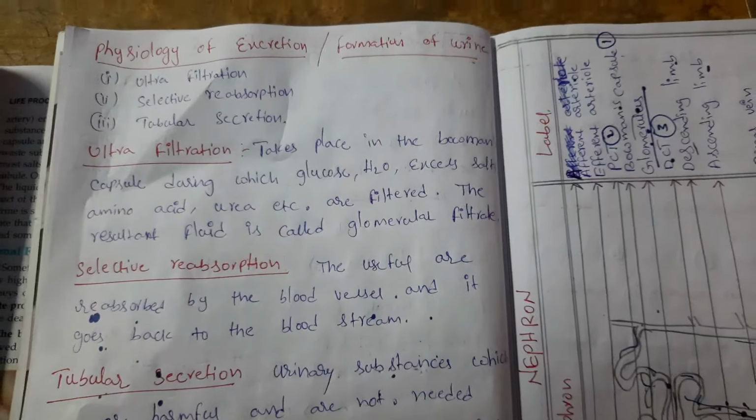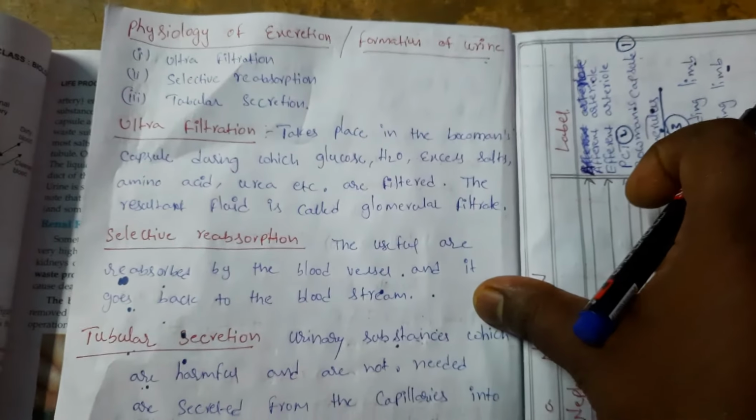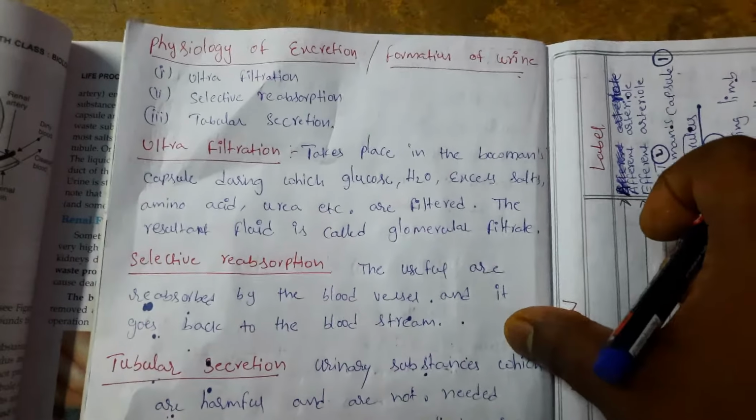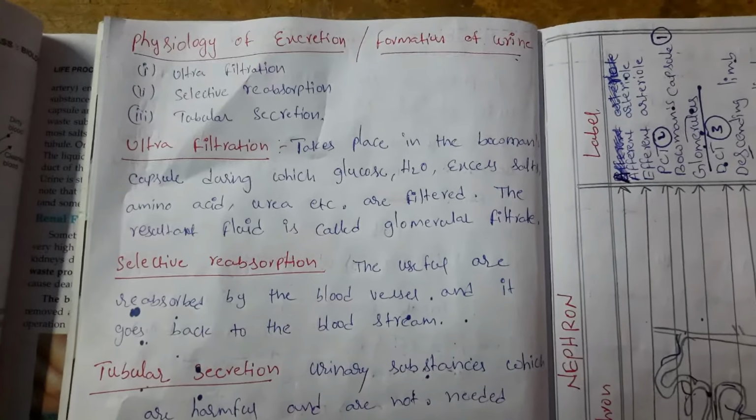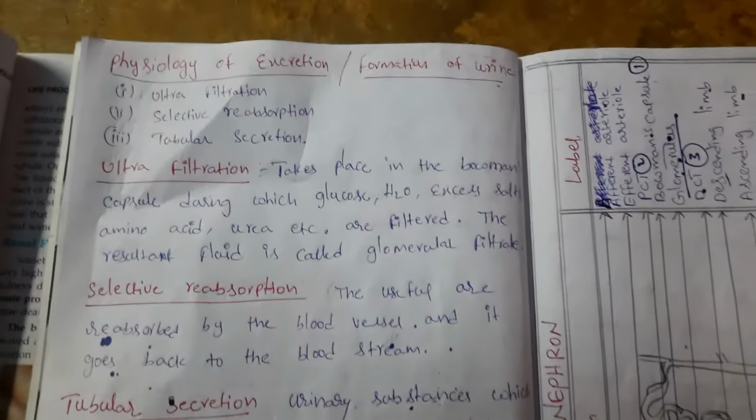Physiology of excretion and formation of urine. How is urine formed? There are three steps: ultrafiltration, selective reabsorption and tubular secretion.